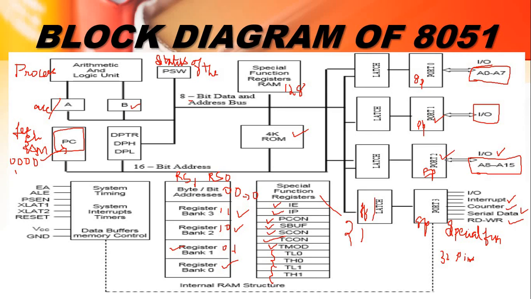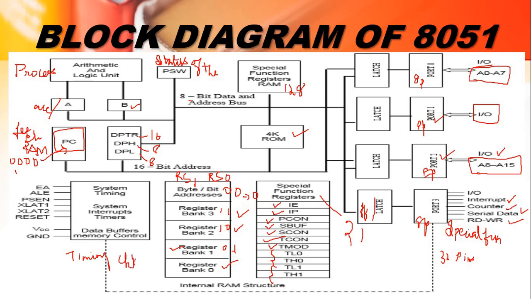The next one is the data pointer. It is a 16-bit register. It has a higher order byte of 8 bits and a lower order byte of 8 bits separately. Next one is the timing circuit.